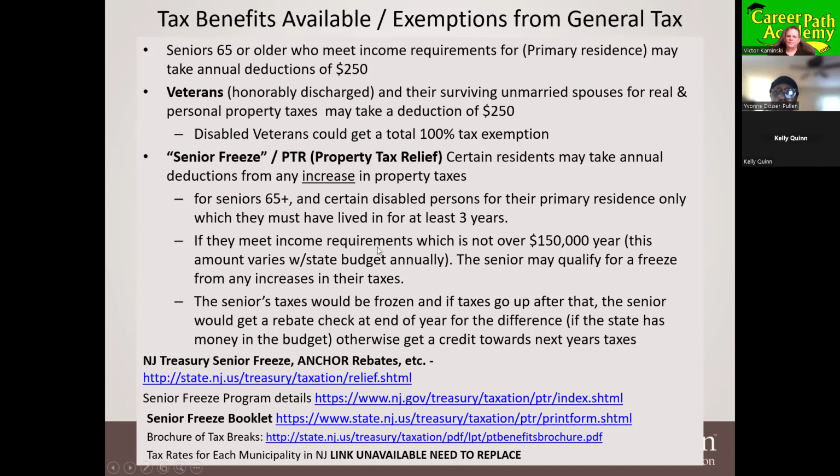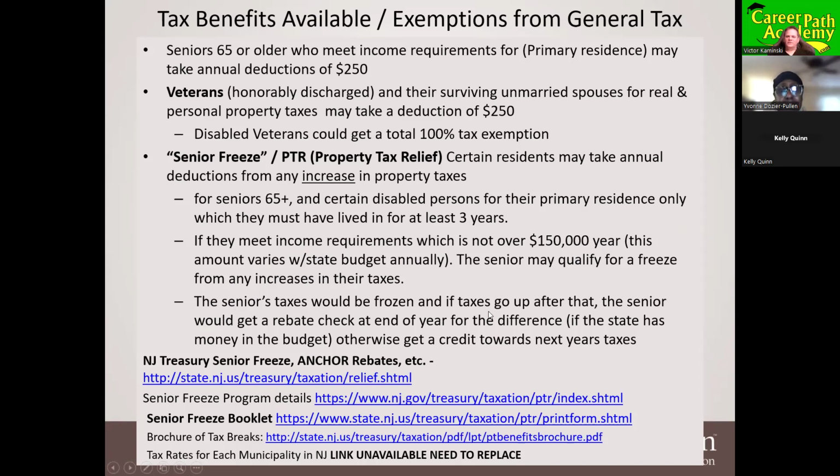Now, if the senior meets the income requirements and they're not over this amount, which was just raised this year to $150,000. So that's a very generous amount that was boosted up from, I think last year was like 90,000 or something. They jacked it up to $150,000 this year, so that seniors can take advantage of this benefit. Now this amount varies with the state budget annually, but the seniors, they could qualify for a freeze for any increase in their taxes.